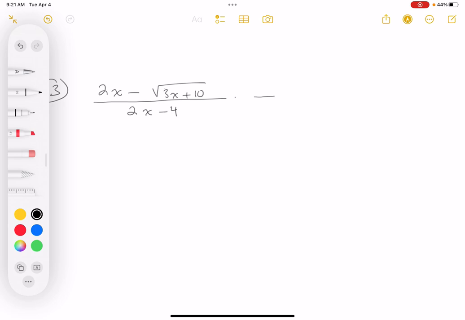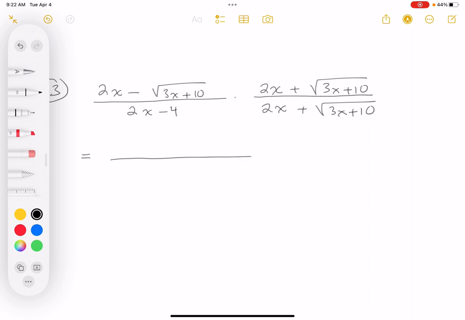So let me write this down for you. Multiply by its conjugate, which would be 2x plus the root of 3x plus 10. And then what do you get in the bottom? You get 2x plus the root of 3x plus 10. All right, so let's multiply it out. And what's nice about conjugates, they're not bad to multiply. What do you get there?